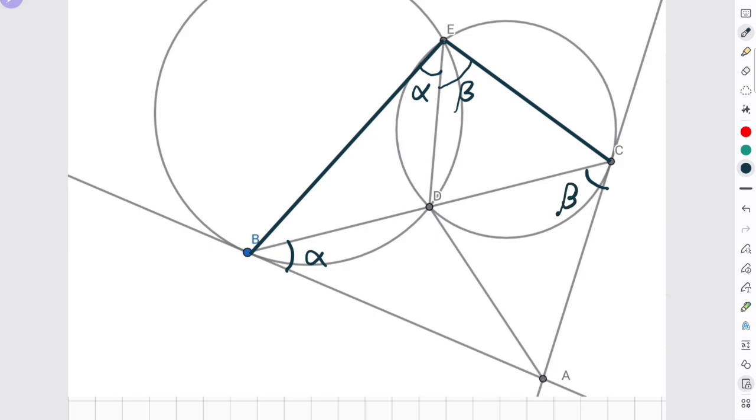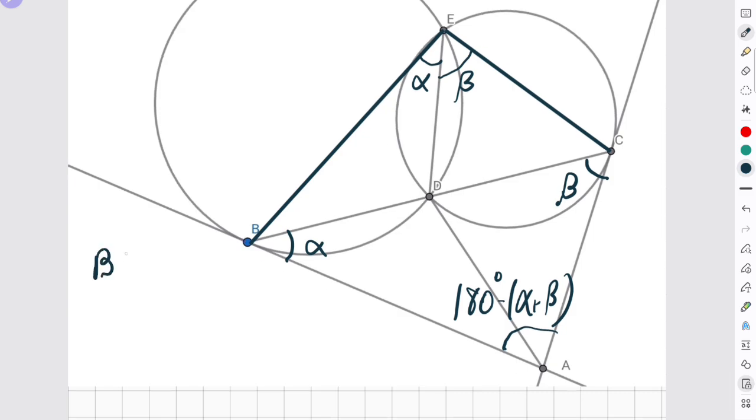Now, please look at the ABC triangle. The angle A here is 180 degrees minus alpha plus beta. And we realize that the opposite angles, E and A here, or we can say BEC and BAC, the sum of these two angles is 180. We found that BECA is a cyclic quadrilateral. It is so important.